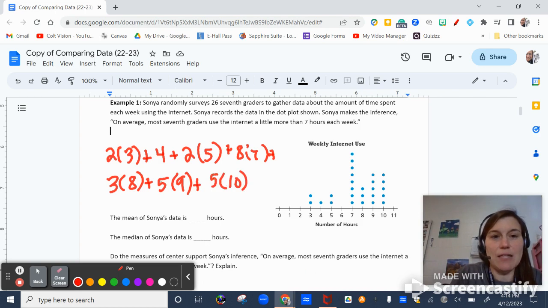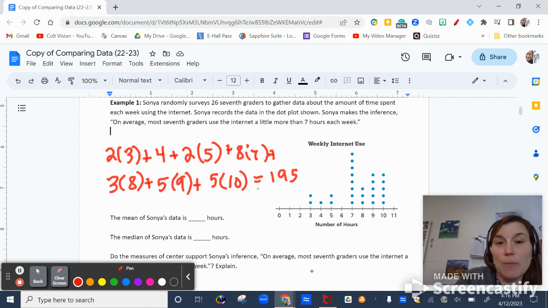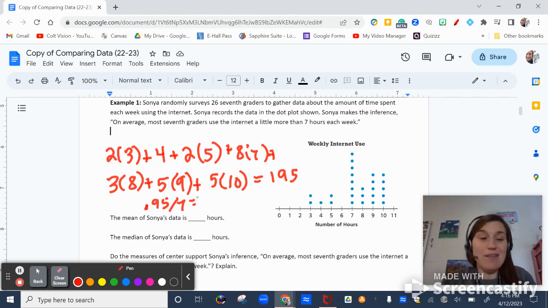And 5, 10, 15, 25. I have 29. Hold on. I miscounted. I'm fine. I have the right number. Okay, so I'm going to take all these numbers and add them together to get a total. When I add all these numbers together, I get 195, and I'm going to divide that number by 7. So 195 divided by 7 is about 27.85. So that sounds like about 28 hours.